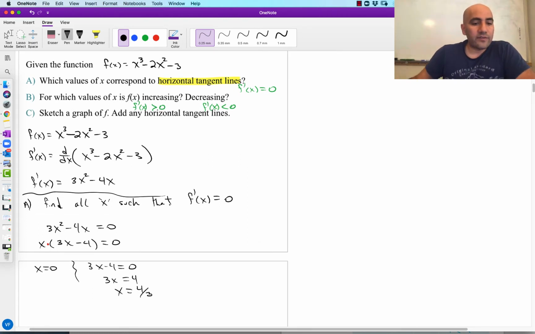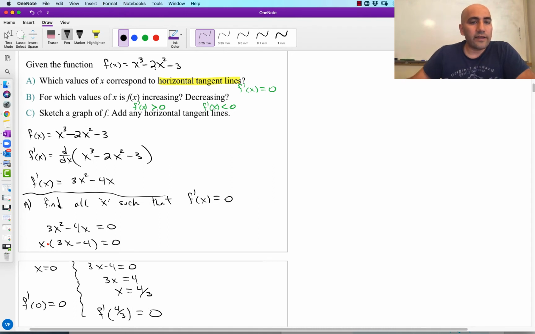So for part A, we've established that when x equals 0, the first derivative of this function is going to be 0. From here, we've established that f prime of 0 equals 0. And we've established that f prime of 4/3 is also going to be equal to 0.